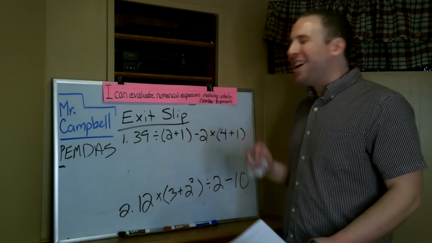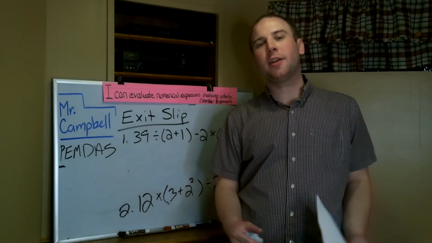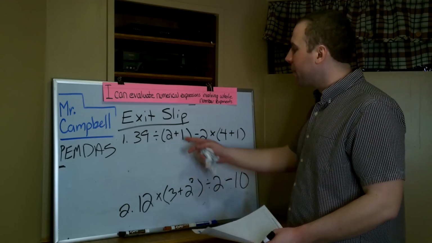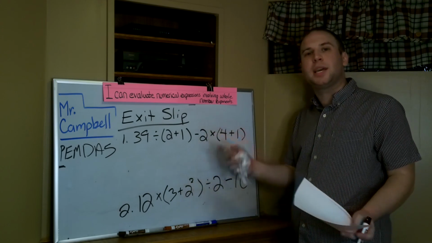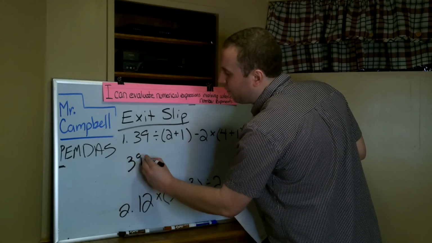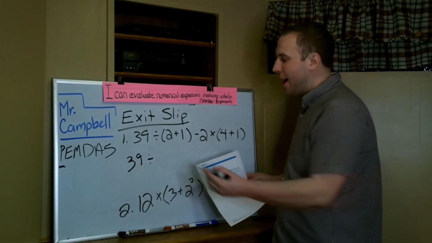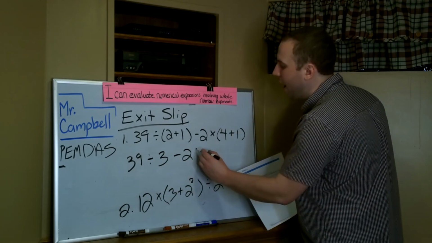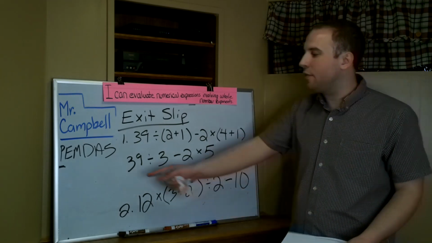All right, let's go ahead and solve these problems, shall we? Looking at PEMDAS, the first thing, like we talked about earlier, is parentheses. So, let's do our parentheses: 2 plus 1 and 4 plus 1 are the first things we're going to do because it's parentheses. As I've done before at school, let's bring everything down that we're not going to do yet. So 39 divided by 2 plus 1 will give me 3, minus 2 times 4 plus 1 will give me 5. All right, so I've done parentheses.